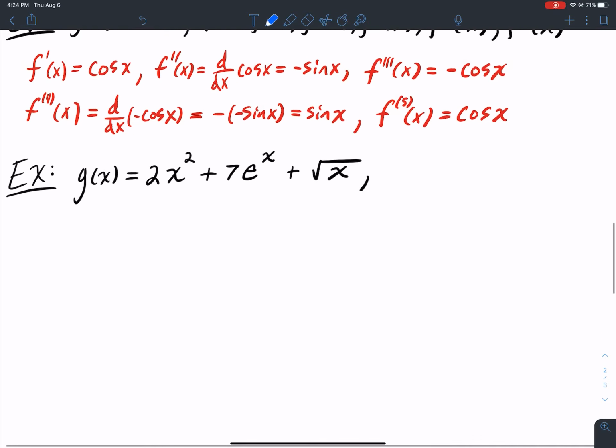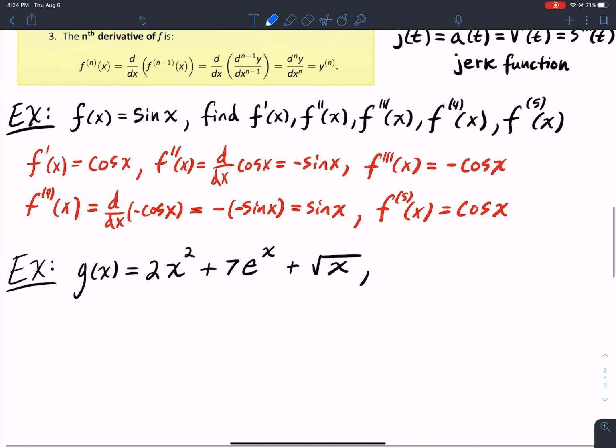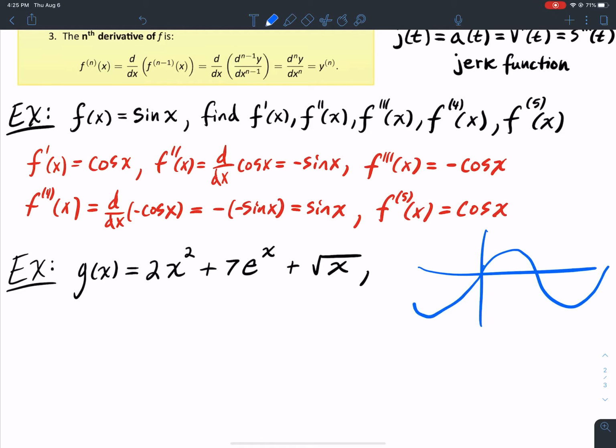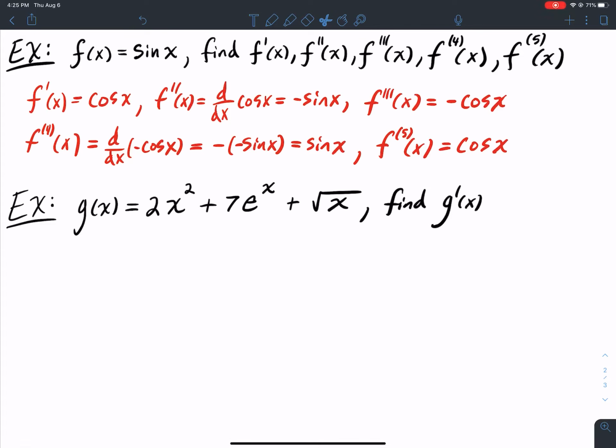Pretty interesting. Now, that's because of the periodic nature of the sine and the cosine, okay? And if you shift it, then it kind of overlaps on itself, okay? So kind of interesting. So now let's take a higher order derivative here. I want to find the derivative, I want to find the second derivative, and I want to find the third derivative, okay? So we've got our function here.